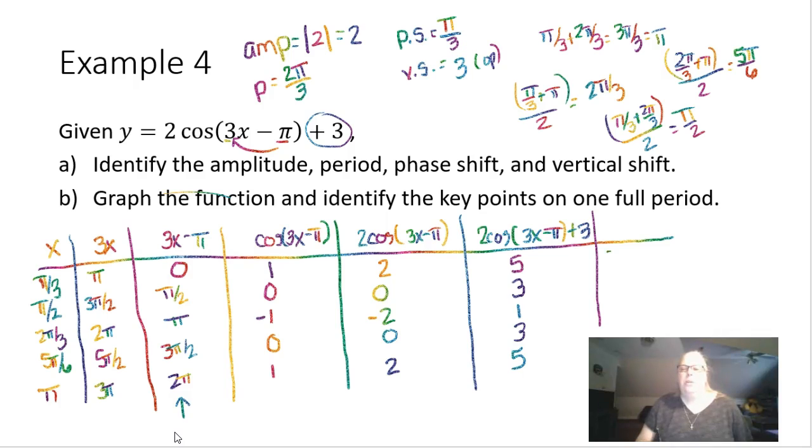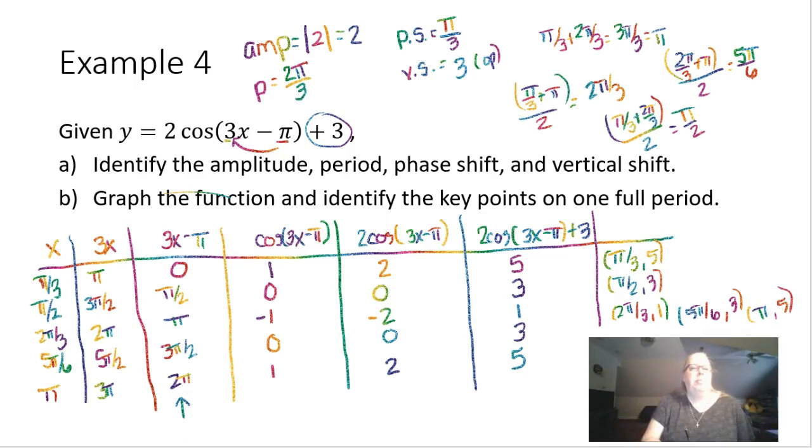So the points I'm going to graph: pi over 3 and positive 5. Pi over 2, positive 3. 2 pi over 3 and positive 1. 5 pi over 6, positive 3, and pi, positive 5. All right, let's go over to the graph paper.